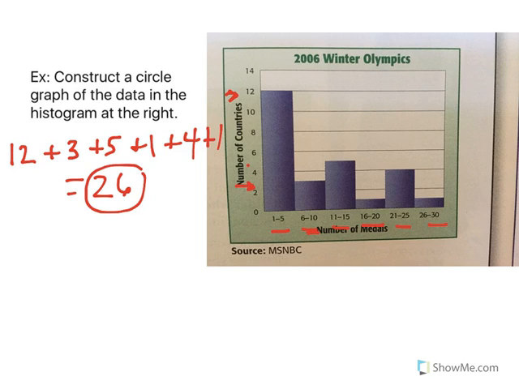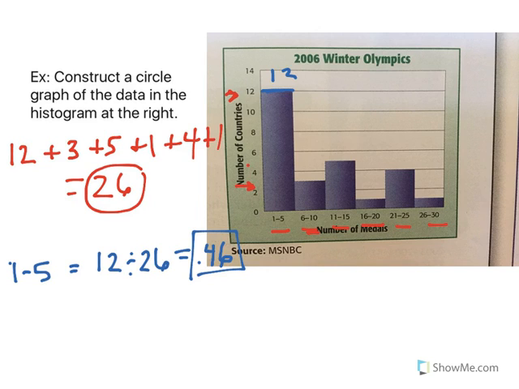And that's going to be really important because when we figure out the degrees of our circle graph, we need that 26. So now we're going to find the ratio that compares the number in each medal count to the number of countries, and we're going to round that to the nearest hundredth. So we have the category of 1 to 5. We're going to take the number, which was 12, and divide it by 26. And then we're going to get 0.46, or you can say that's going to be 46% of the graph.